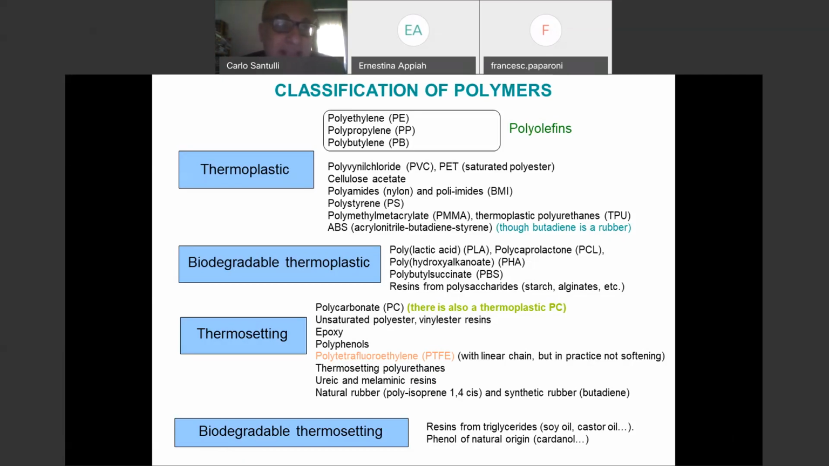Polycarbonate is a thermosetting, but there is also thermoplastic polycarbonate. Polycarbonate is the replacement for, but more expensive than, polymethyl methacrylate. You can make plates, you can make sheets of vitreous aspect, so glassy aspect. So basically they are glassy polymers.